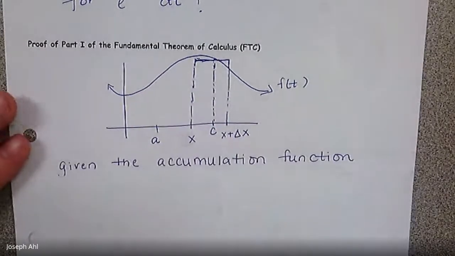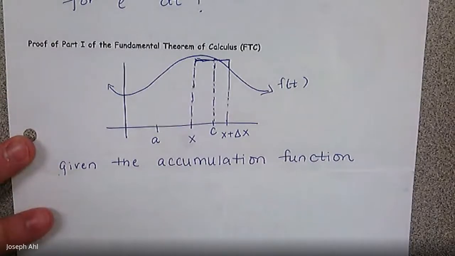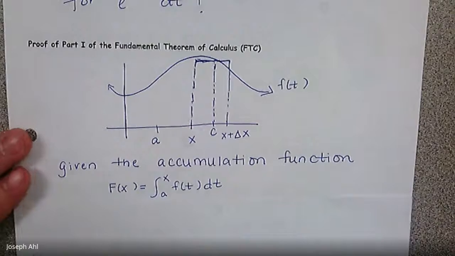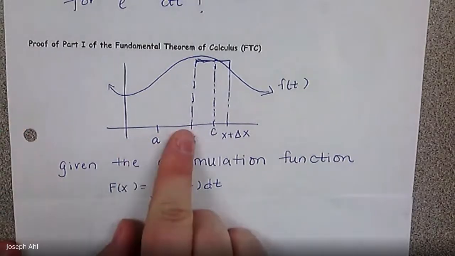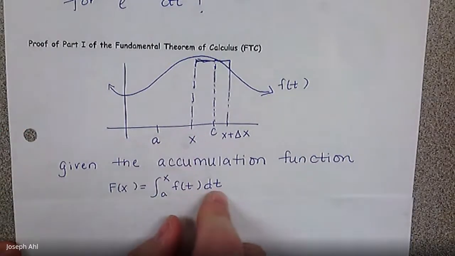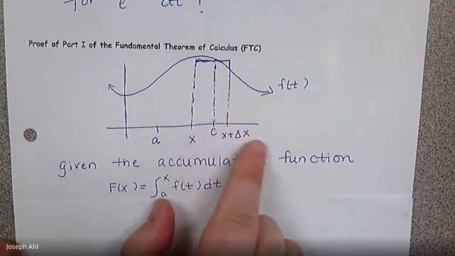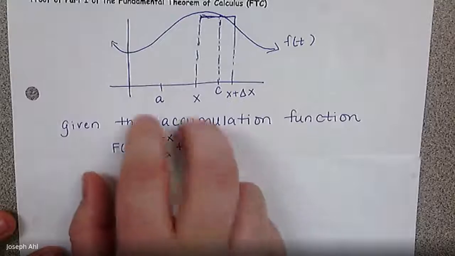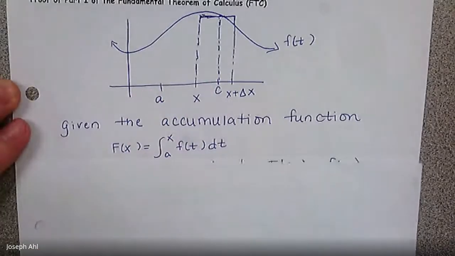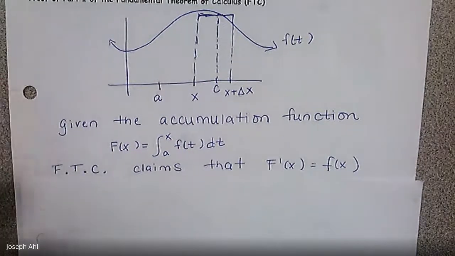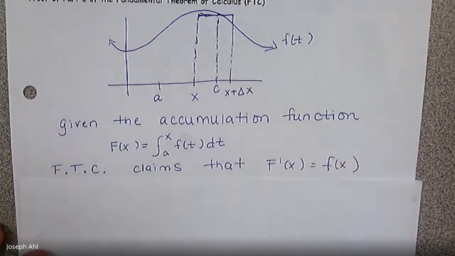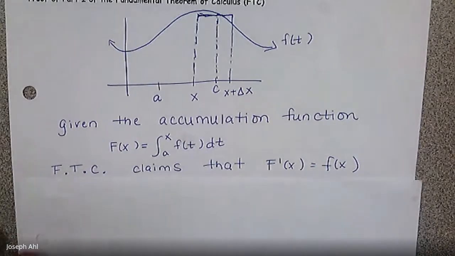Okay, so once you have that diagram copied over, I'll explain what all this means in a minute. So given an accumulation function for the function f of t up there, the accumulation function I'm defining is from a to x of f of t dt. And I'll show you why we have that x plus delta x in a moment here. Okay, so accumulation function, area under the curve there. The fundamental theorem of calculus claims that if you take the derivative of the accumulation function, you're going to get f of x. So that's what we're going to try and prove using the limit definition of a derivative.